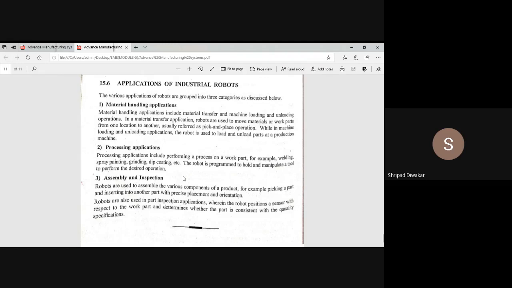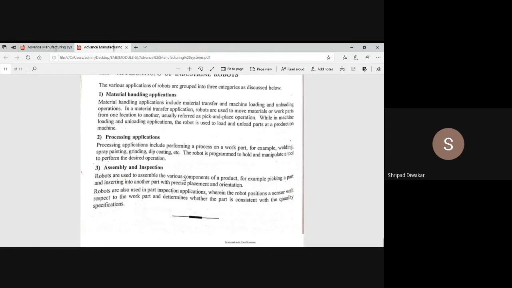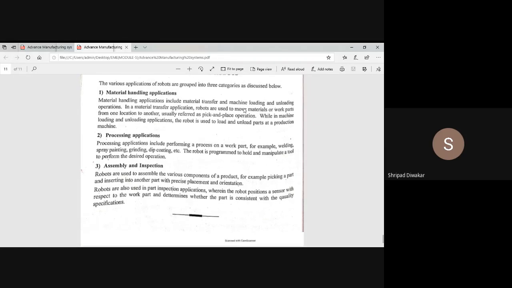Next, processing application. As I said, it involves welding, spray painting, grinding, dip coating, etc. A robot can perform welding operation, spray painting operation, and grinding operation. Grinding is similar to a machining operation, where we achieve a high surface finish. That is called grinding. Next, assembly and inspection.